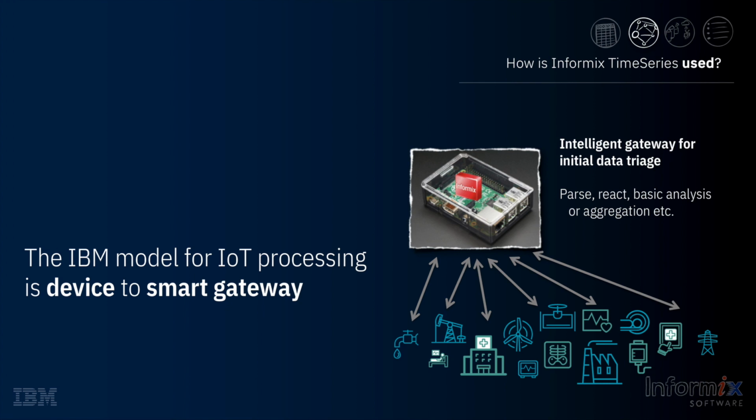The gateway contains the Informix database, which captures and stores the device data in whatever its format within a time series. Because the Informix running on the gateway device has the same functionality as Informix running on a large corporate server, programs can be written to parse, triage, or otherwise analyze the data at the gateway level.